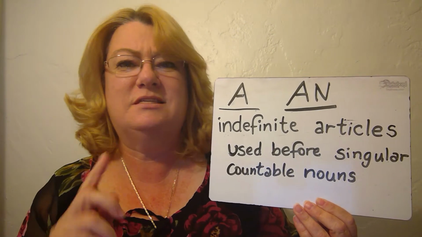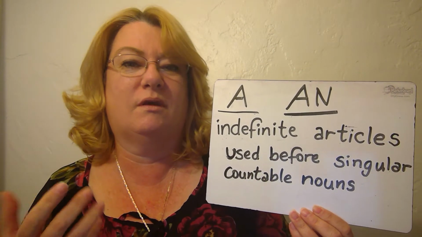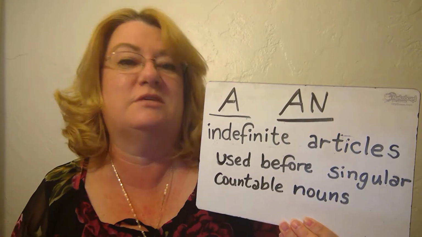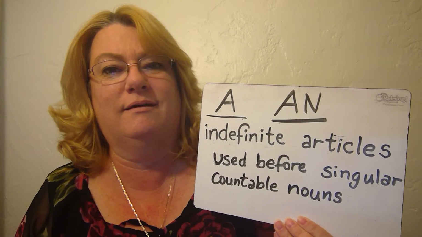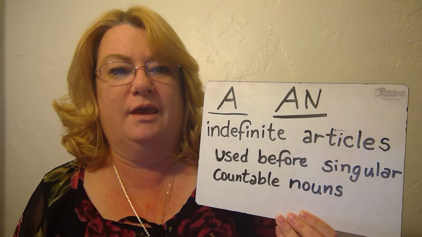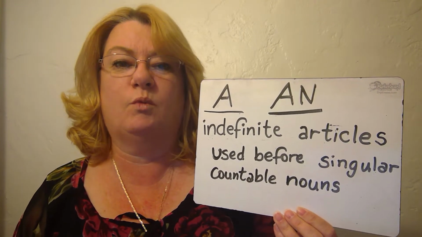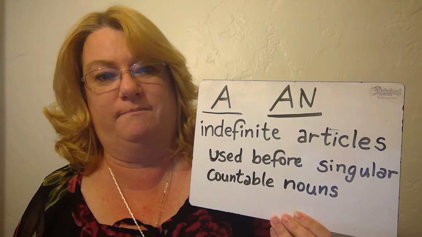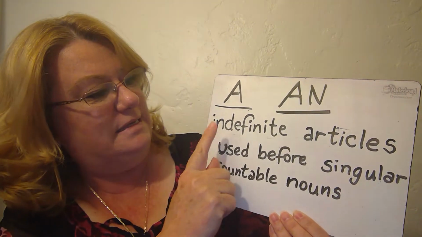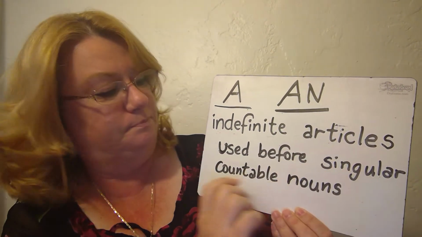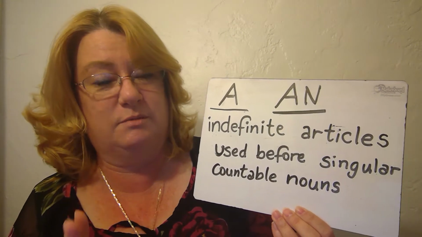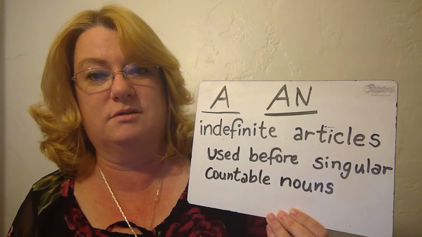And indefinite means it's not specific. It's not really known. It's not the specific thing, but a and an can be anything that's being referred to. So we can use a and an when we're talking about a thing in general, not a specific thing. They're used before singular countable nouns. That's going to be important, not plurals.